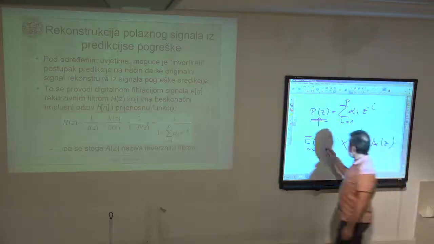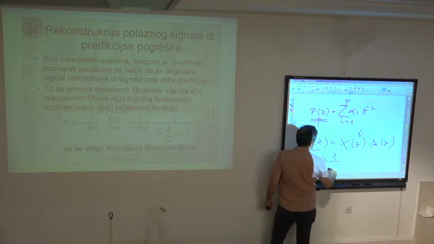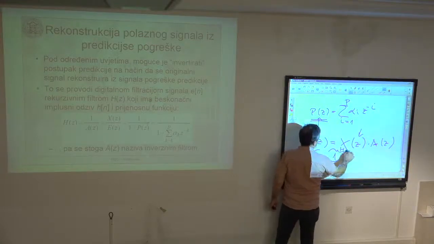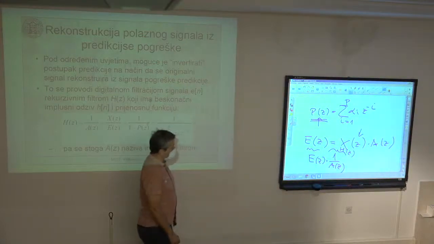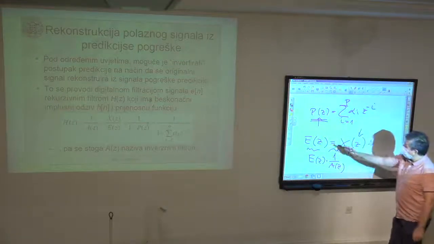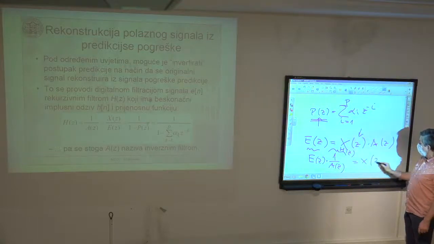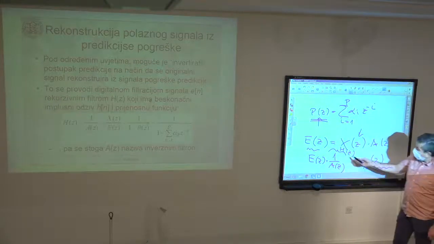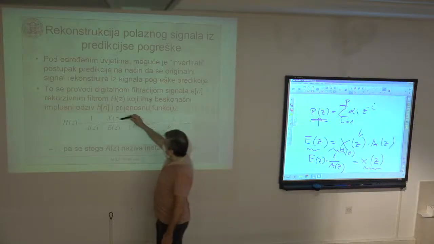So if I multiply this E of z with 1 over A of z, and this would be denoted as H of z. So H of z is the inverse of A of z. So by simply multiplying this E of z with 1 over A of z, what I get is X of z. So I am able to reconstruct the original signal by inverse filtering of the prediction residual. Okay?